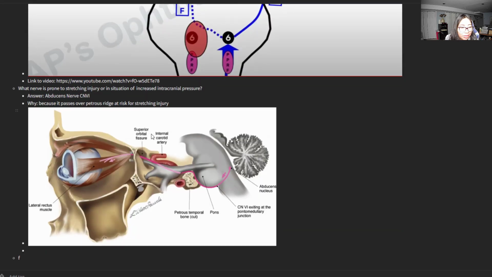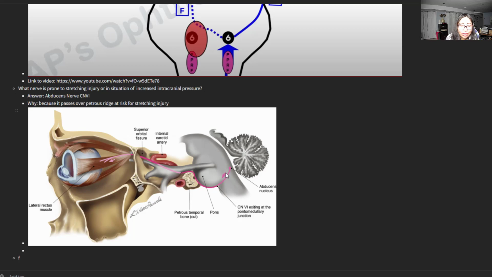Now another random question that I got was about a nerve, like what cranial nerve would be prone to stretching injury or affected in situations such as increased intracranial pressure. And the answer to that is the abducens nerve, cranial nerve 6, and the reason is that it passes over this bony petrous ridge, which puts it at risk for stretching injury.